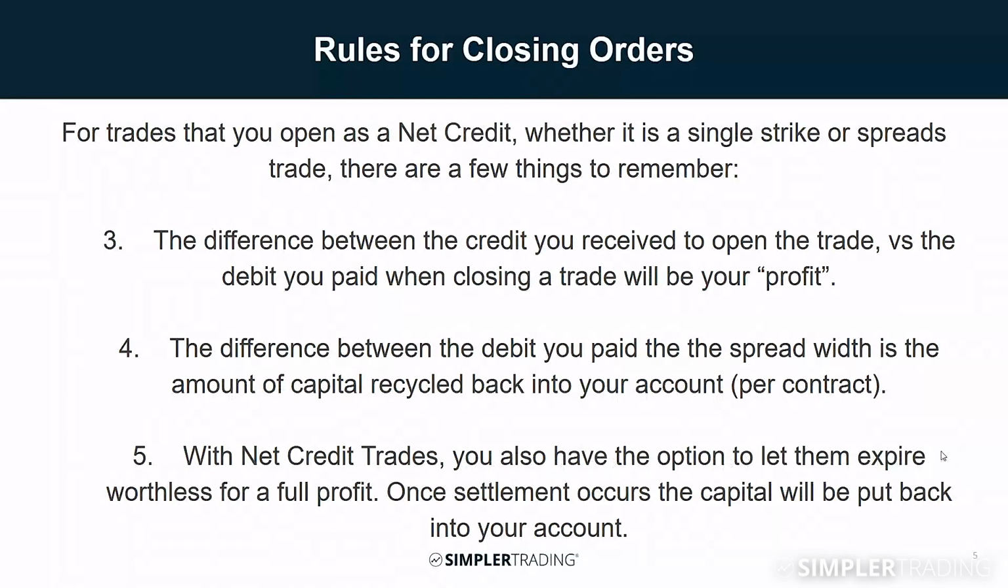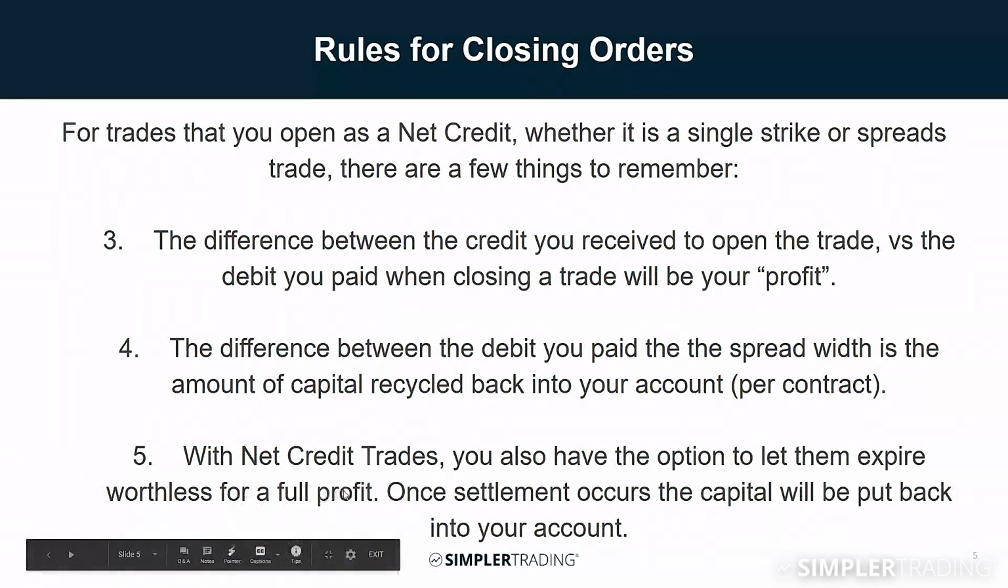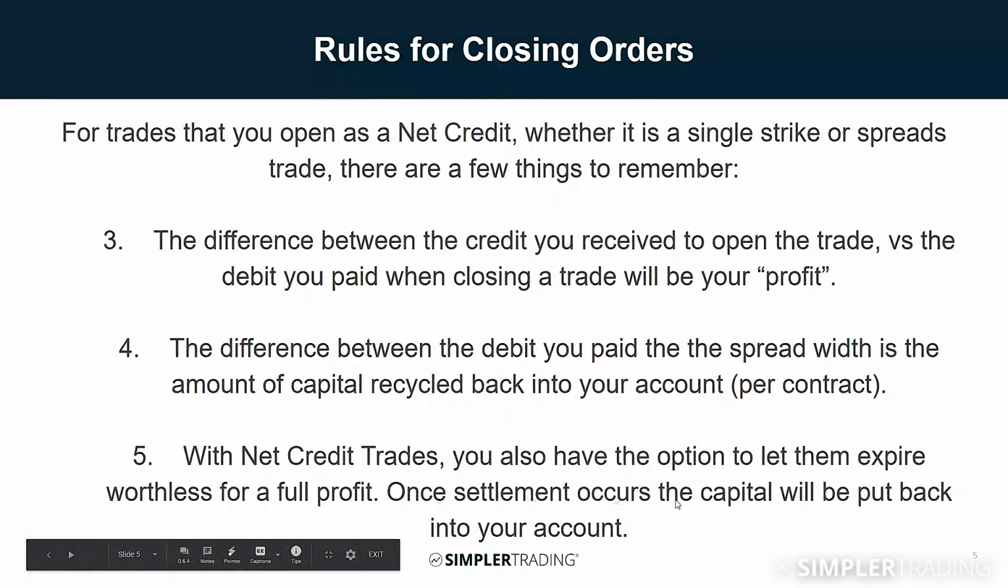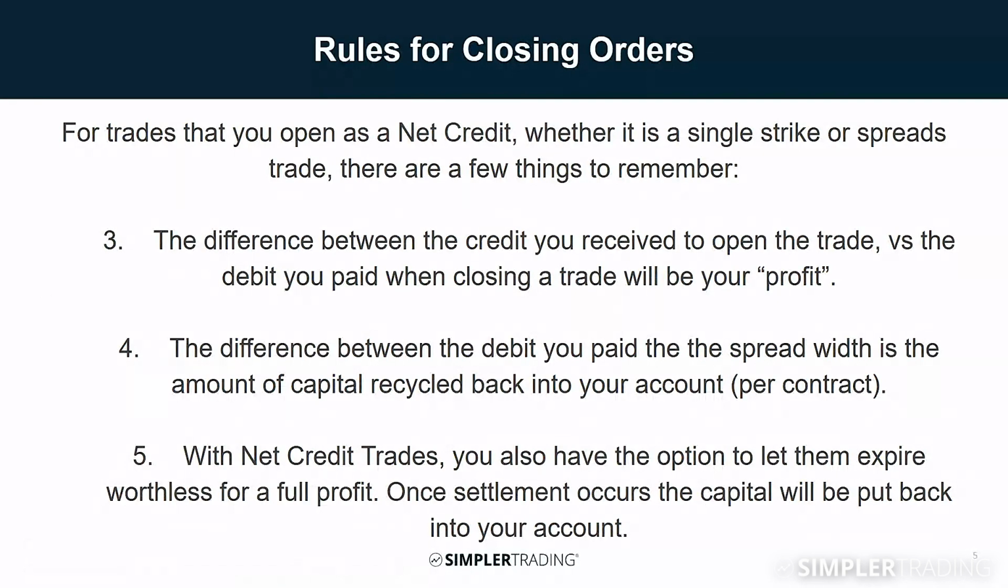With net credit trades, you also have the option to let them expire worthless for a full profit. And once again, that full profit, of course, is based on the net credit you opened the trade for, right? That's considered the full profit on it. Once settlement occurs, the capital will be put back into your account. So for those of you who are like me, who like to trade SPX because it's a cash settled index, once that day of trading is over with, they'll typically cash settle it out. They'll see where the price was versus your strikes. Because it's a cash settled index for SPX, that's why I like it. They'll literally do it down to the penny and put that capital back into your account.